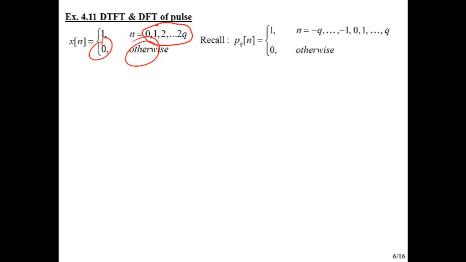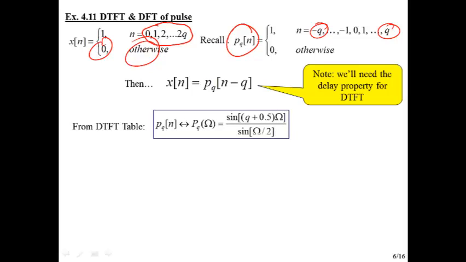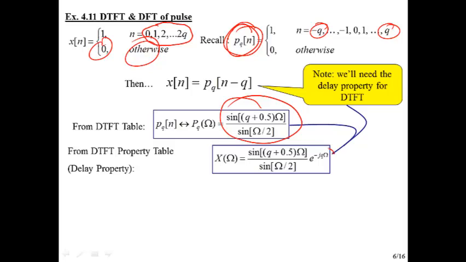And we can write this in terms of our p sub q. Remember, p sub q goes from minus q to q, so we really just have to shift this thing out by q. And this will require us to use the delay property for the DTFT to understand this. So we look at our DTFT table, we find out that the Fourier transform of this thing, the DTFT, is this sinc-like thing that we were talking about before, and then we just account for the delay property.